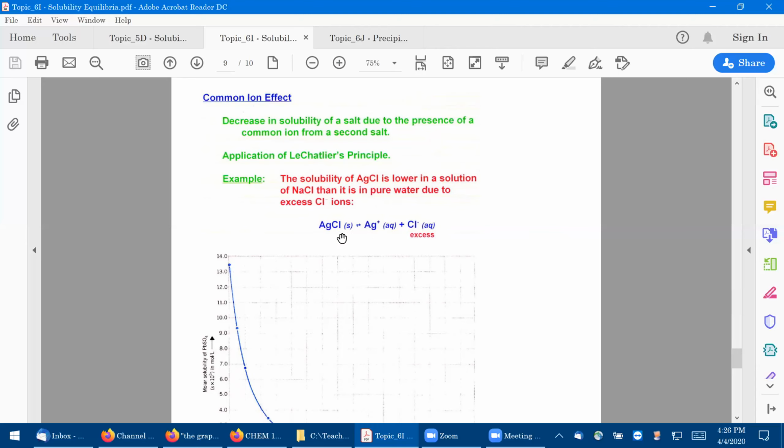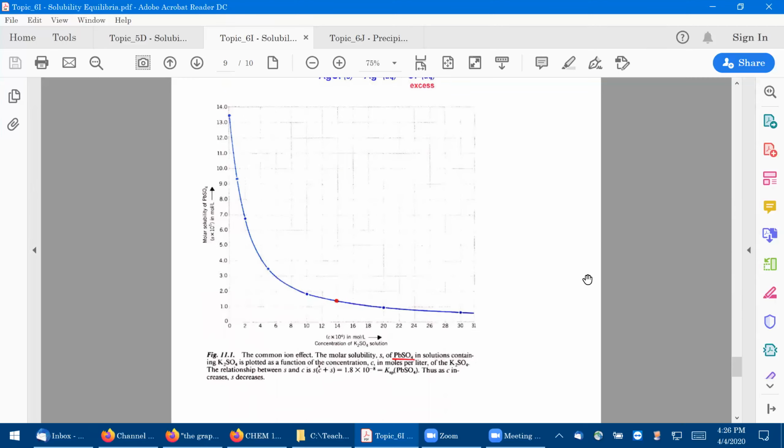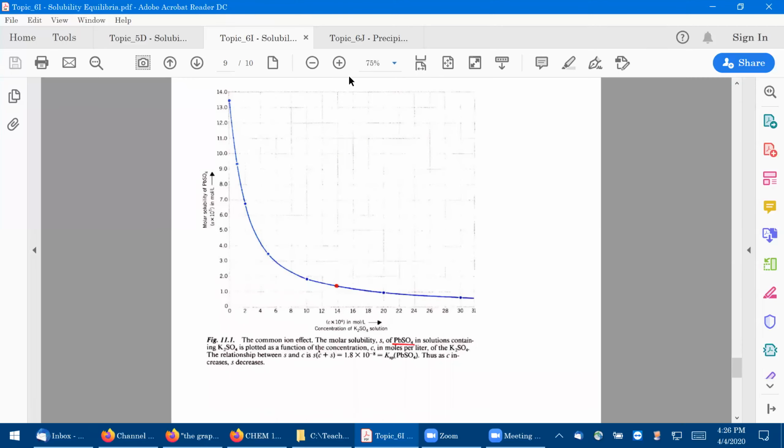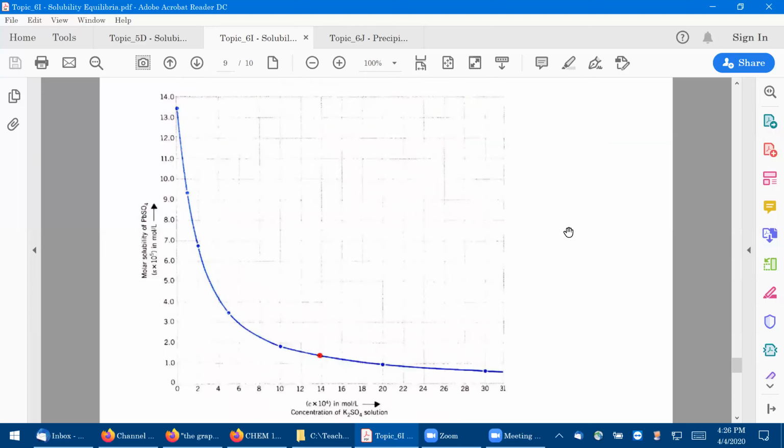And for that reason, Le Chatelier's principle tells us that less silver chloride will dissolve in a solution that already contains either some silver ions already or some chloride ions already. And that's what's referred to as the so-called common ion effect. Here's an illustration of it, let me blow this up a bit. This is an example of it for lead sulfate.